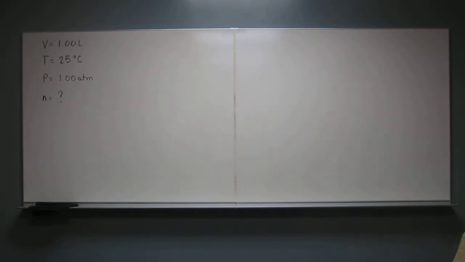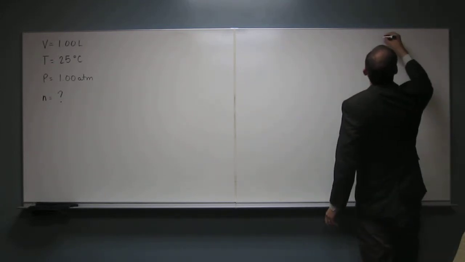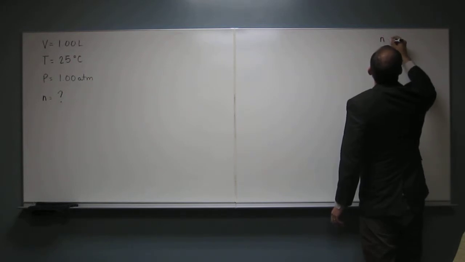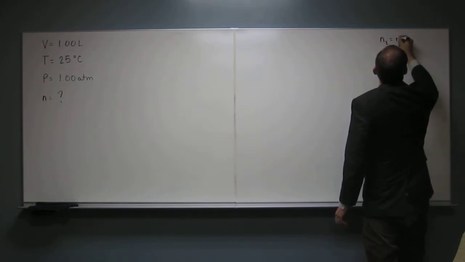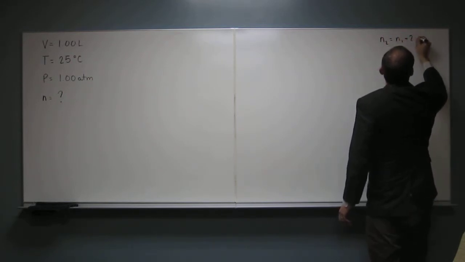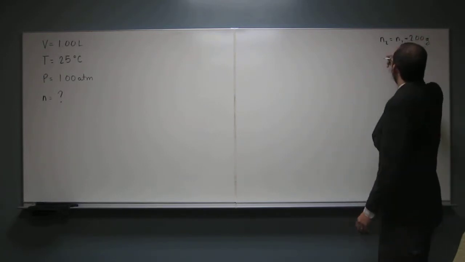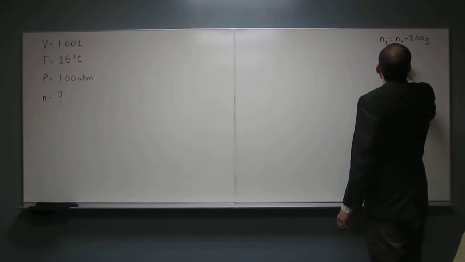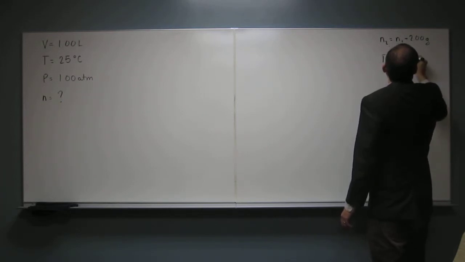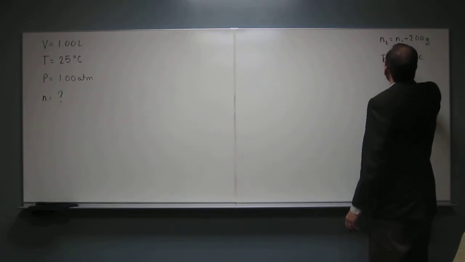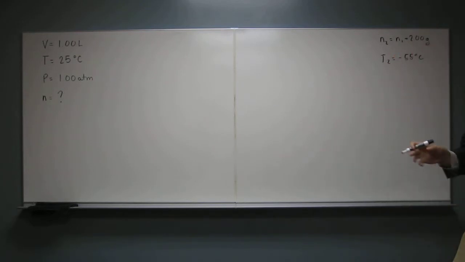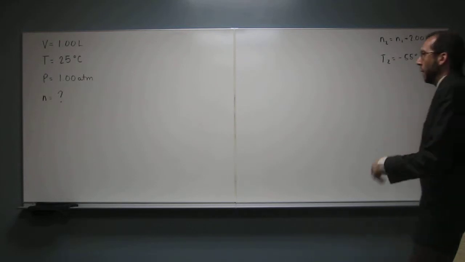Okay, so let's just write over here. N2 is going to be N1 plus 2.00 grams, just to remind ourselves, okay? And we'll put T2 over here at negative 55 degrees Celsius as well, okay? So if we don't do that, we'll forget what we're doing. Or at least I will.